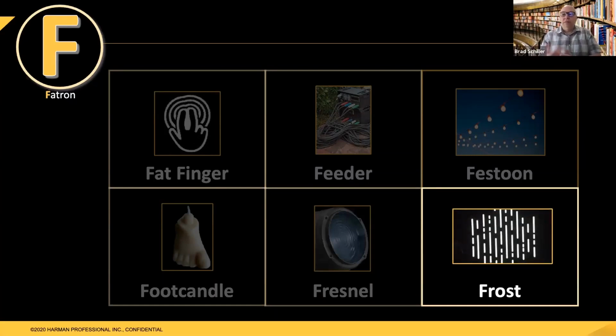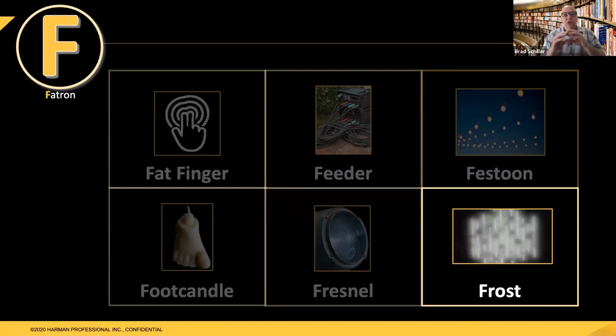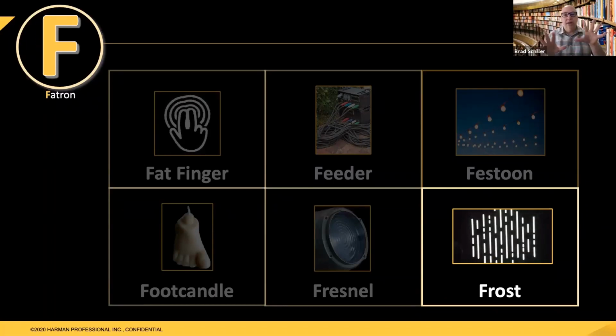Now, frost is a diffusing filter that's used to soften the edges of a lighting beam. Designers will use frost in either a fixed light or in an automated light to soften the edge so that it's not quite as harsh. You still get the essence of where the light is, but it softens it up. So you can take a hard edge image as you see here, and you can soften it. There's different levels of frost.